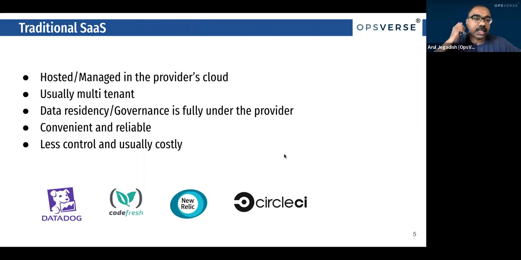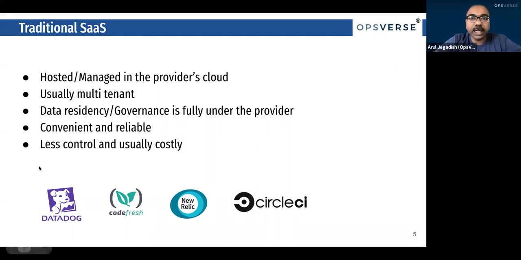All right. So let's now talk a little bit more about each of these different models. With traditional SaaS, it's hosted and managed in the provider's cloud, and it's usually multi-tenant, where the provider creates a big multi-tenant environment for each of their customers. The data residency and governance is fully with the provider. As a customer, you do not have much control over that. But at the same time, this is very convenient and reliable, where you don't really have to worry about anything. The provider takes care of everything.